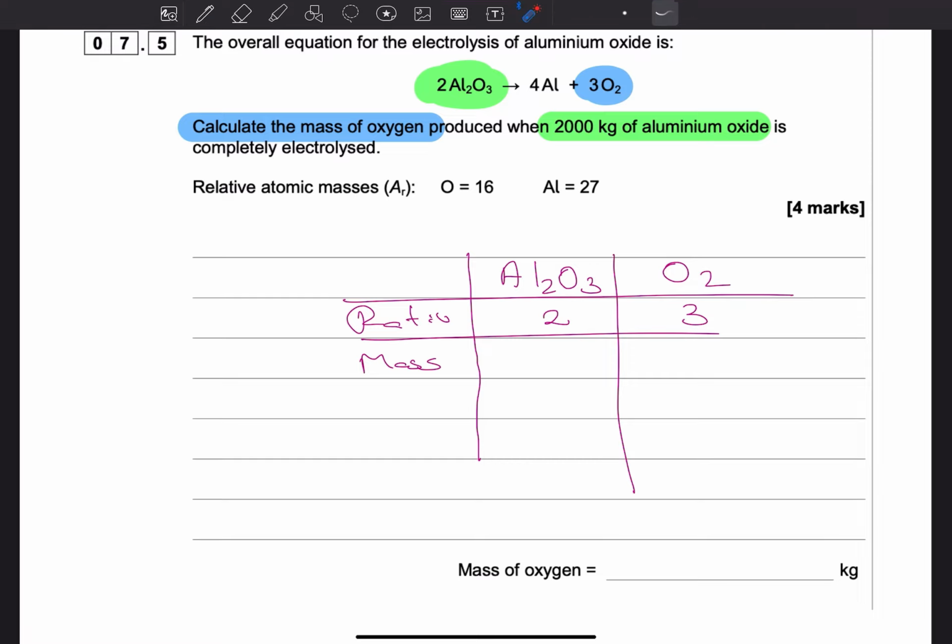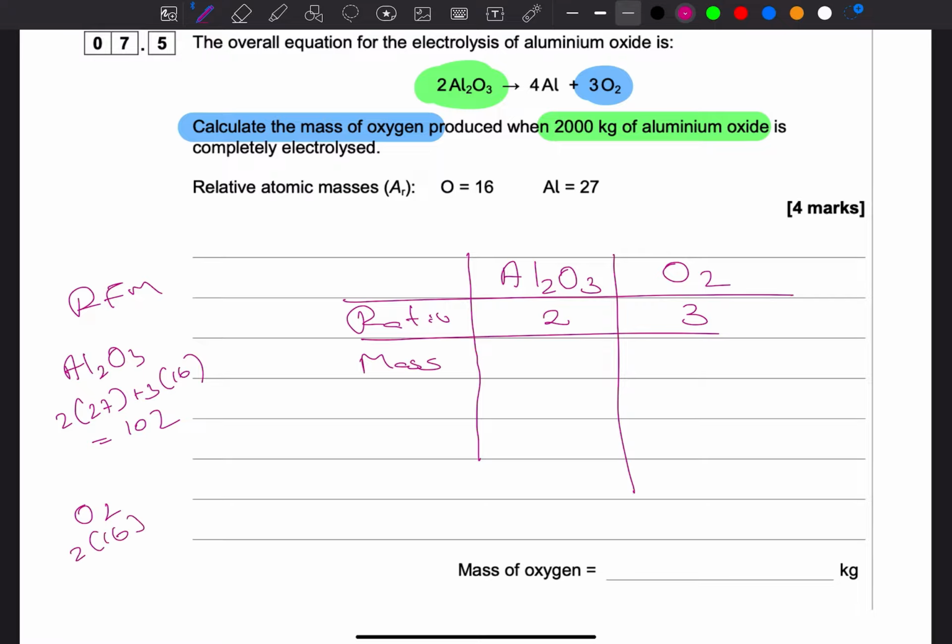Now, am I okay to put kg? Yes, because my other answer, I want it in kg. So I'm perfectly fine to put kg there. Let me work out the relative formula mass, RFM. Al2O3 is 2 times 27 plus 3 times 16, which gives you 102. And the other one is O2, which is 2 times 16, that's just 32.